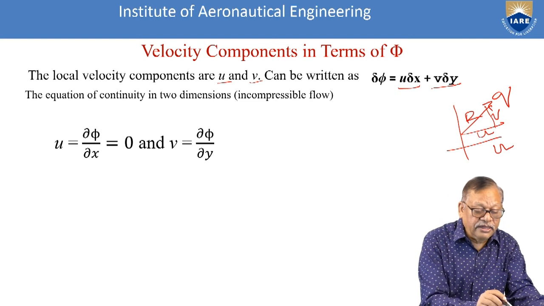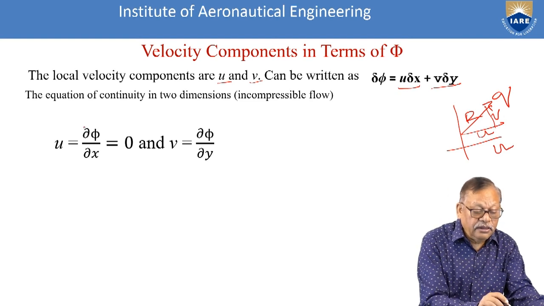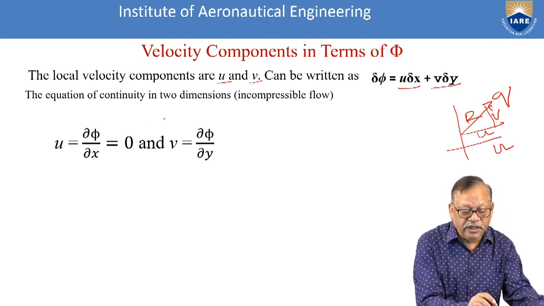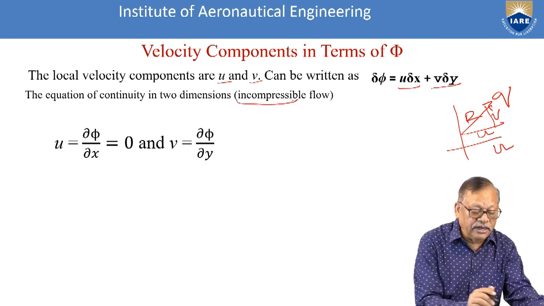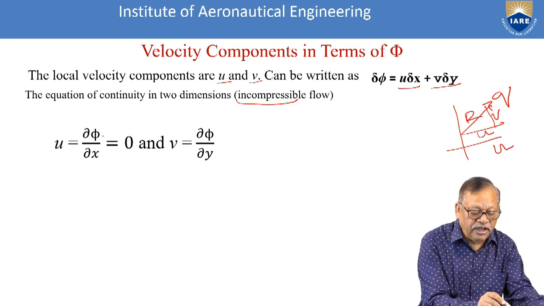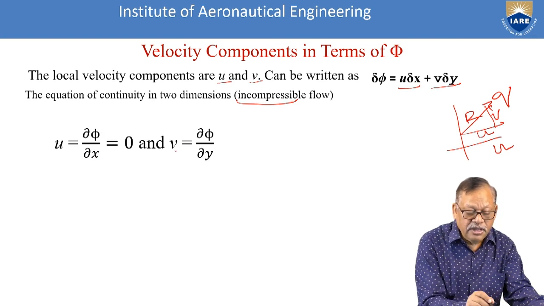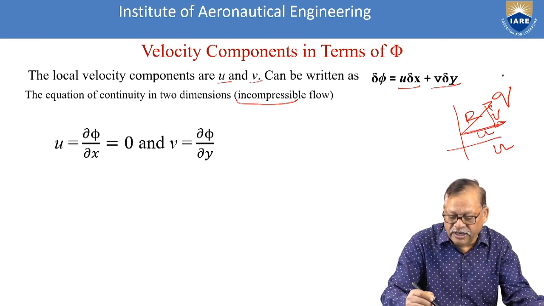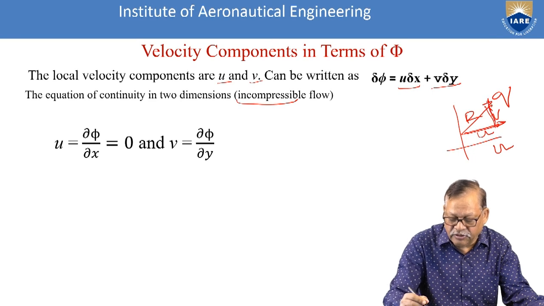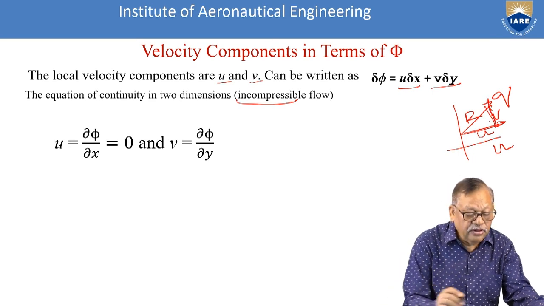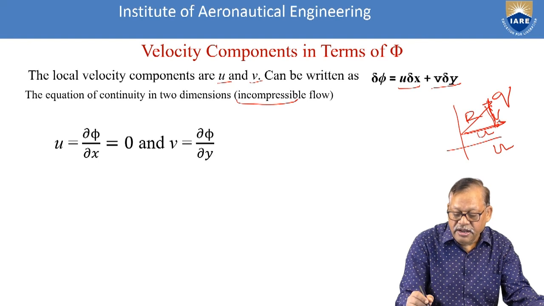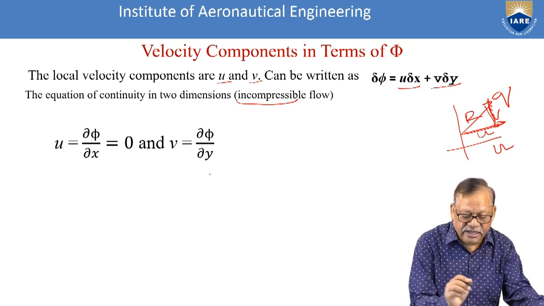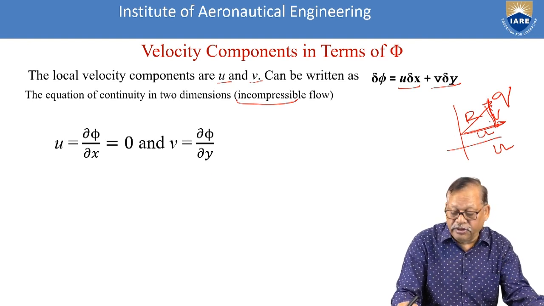And the equation of continuity in two dimensions, again for incompressible flow: U is equal to d phi by dx. If that equals 0, then obviously U is equal to 0, meaning there is no flow in this direction and only the V direction is present. And V is d phi by dy. The gradient is like that, so we are going to utilize this.